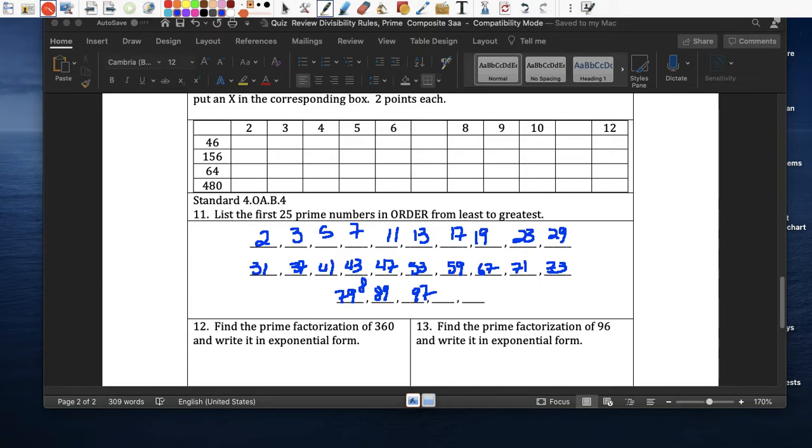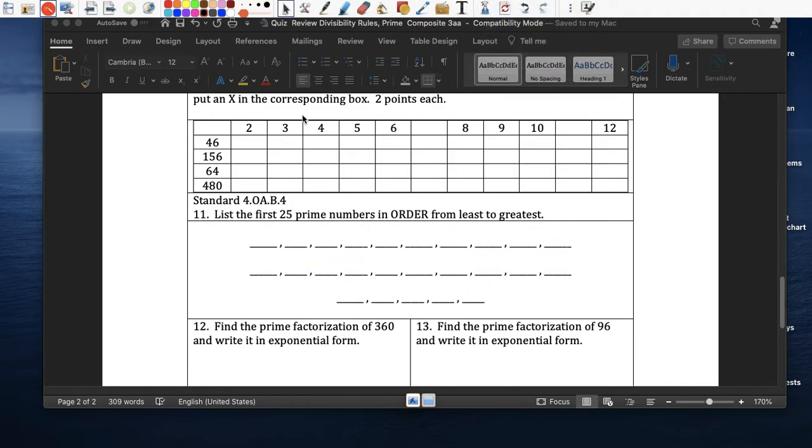Sorry, I forgot 83. Why did I skip 83? 83, 89, 97, and then it would be 101. I think 101. Is it multiplied by 2, by 3, by 7? No, it's 101. Okay. Sorry, this was 79. Okay, so those are your first 25 prime numbers. Ooh, I would have lost a point there.